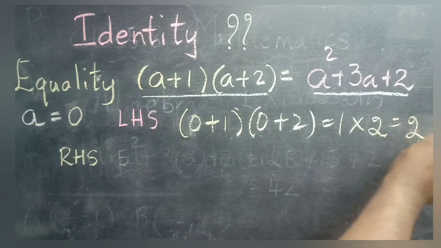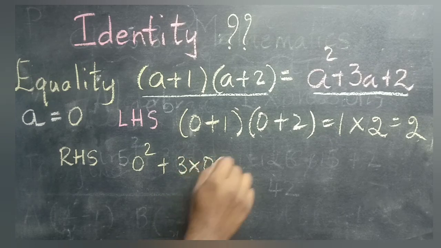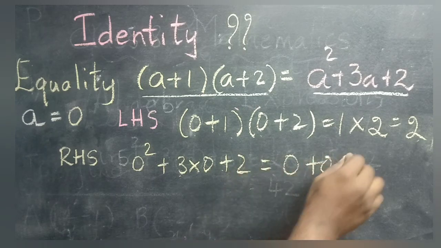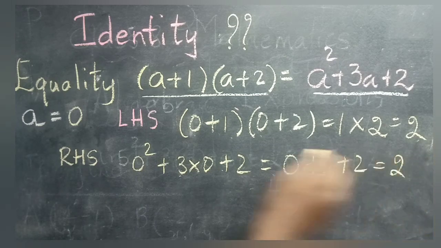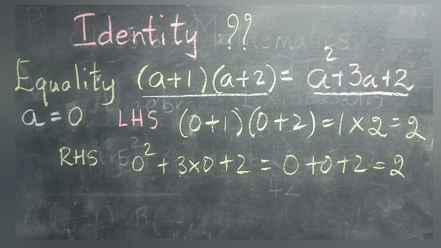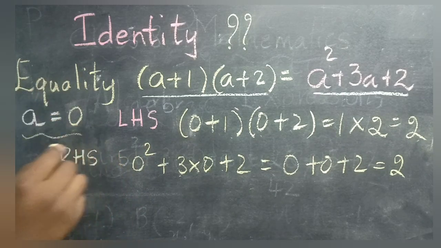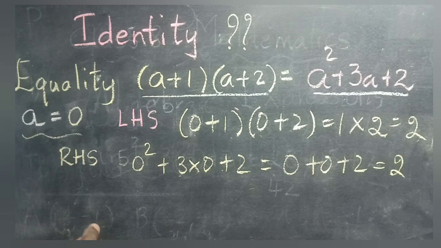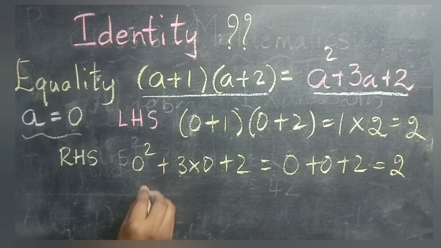1 twos are 2. Now substitute in the RHS, that is 0 square plus 3 times 0 plus 2. 0 square is 0, 3 times 0 is 0, plus 2. 0 plus 0 is 0, 0 plus 2 is 2. Now for a equals 0, LHS equals 2, RHS equals 2. Now we can say that for any value of a, LHS and RHS are the same. This kind of equality we call an identity.